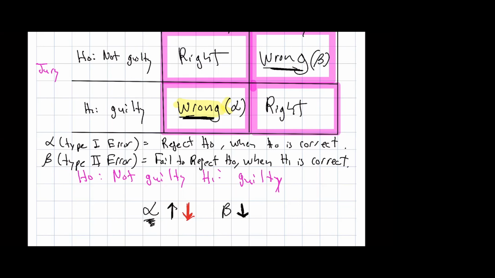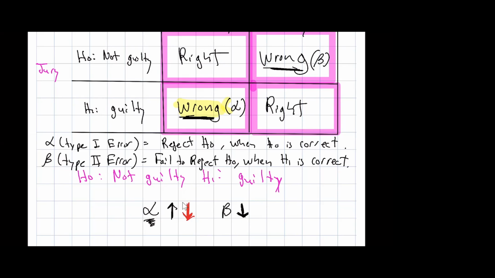If I don't want to send an innocent person to jail, is that going to make it where I'm convicting more people of being guilty, or am I not going to convict that many people of being guilty now? What should happen if I'm afraid of making a type 1 error? Am I going to be convicting more people, or am I going to convict less people? Cool. So you're going to convict less people. Good.